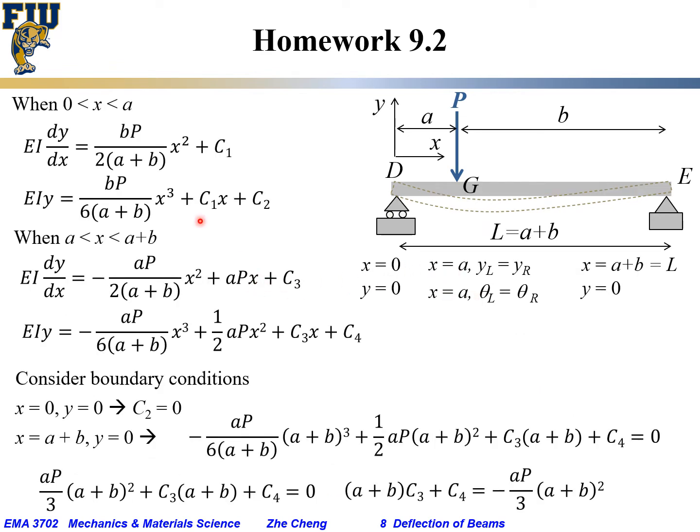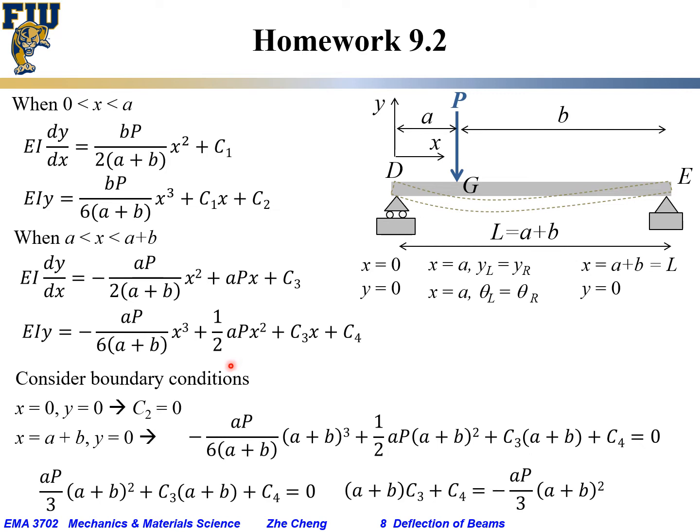Again, this is what we have. When x is to the left of G, we have the slope, we have the deflection. When x is between G and E, or between A and A plus B, we have additional slope equation and deflection equation.